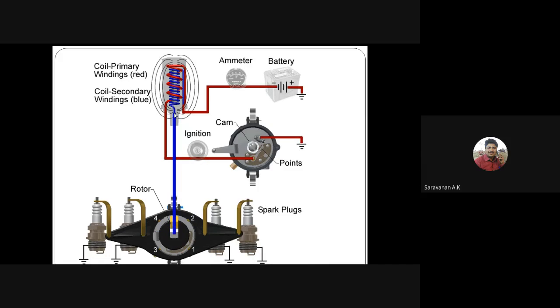That ignition coil is connected to the distributor rotor, right? So when the rotor connects with a particular spark plug, the spark will be produced.